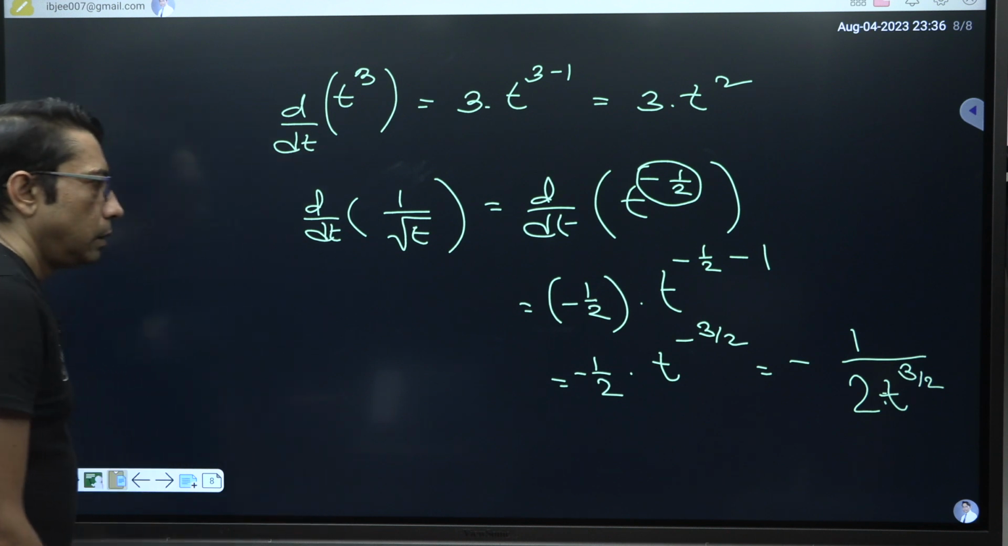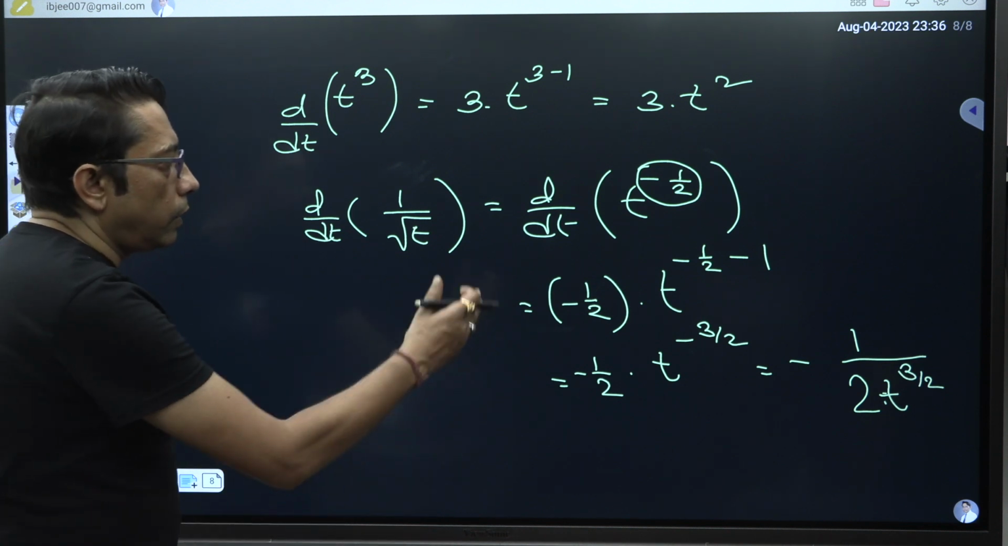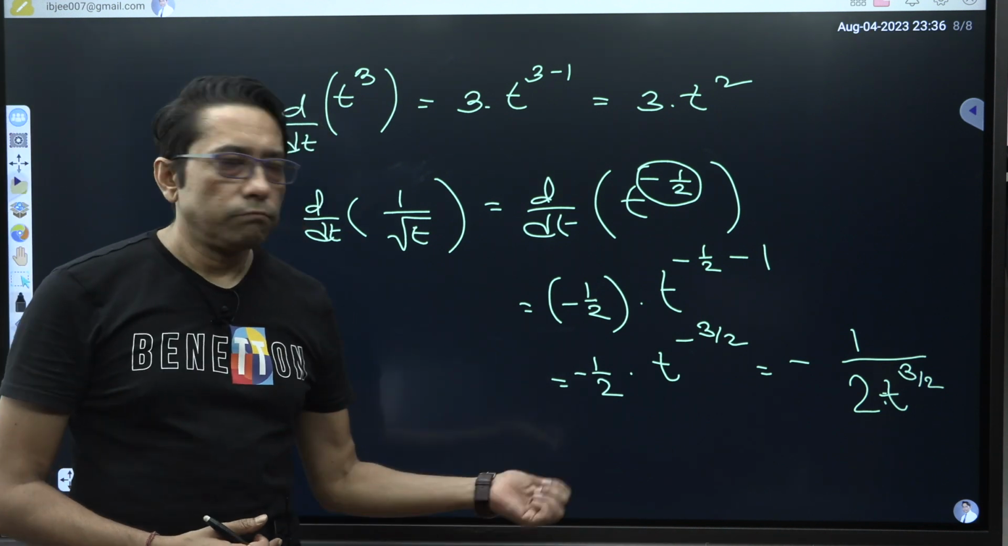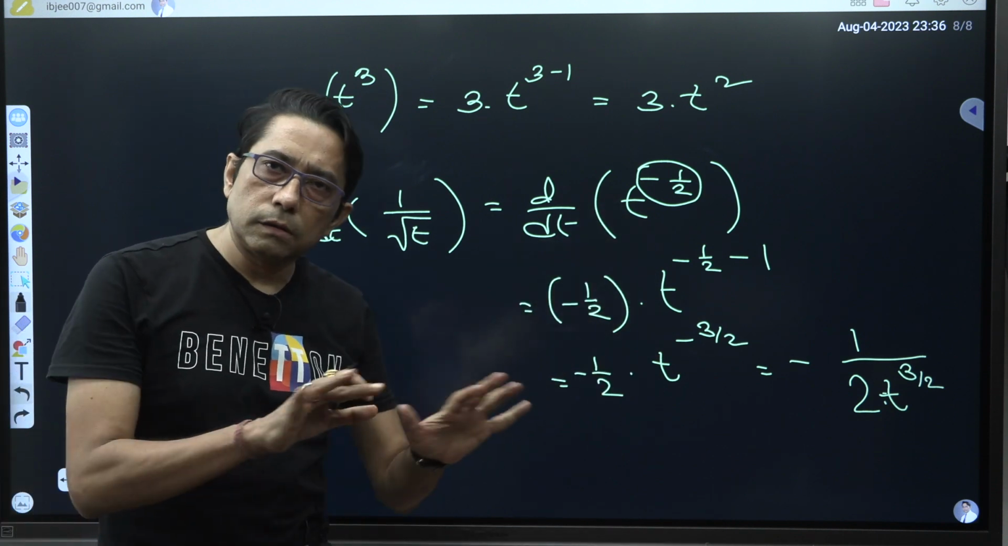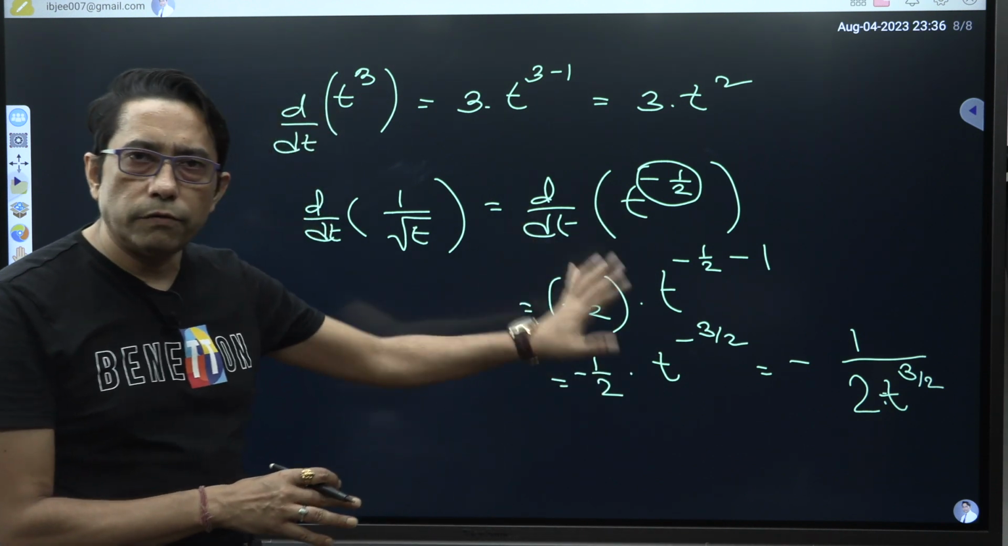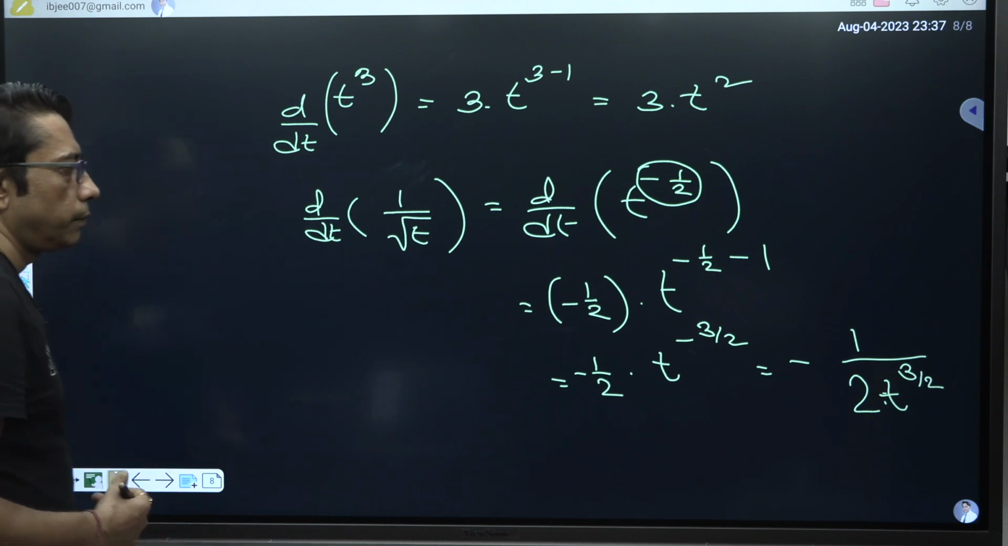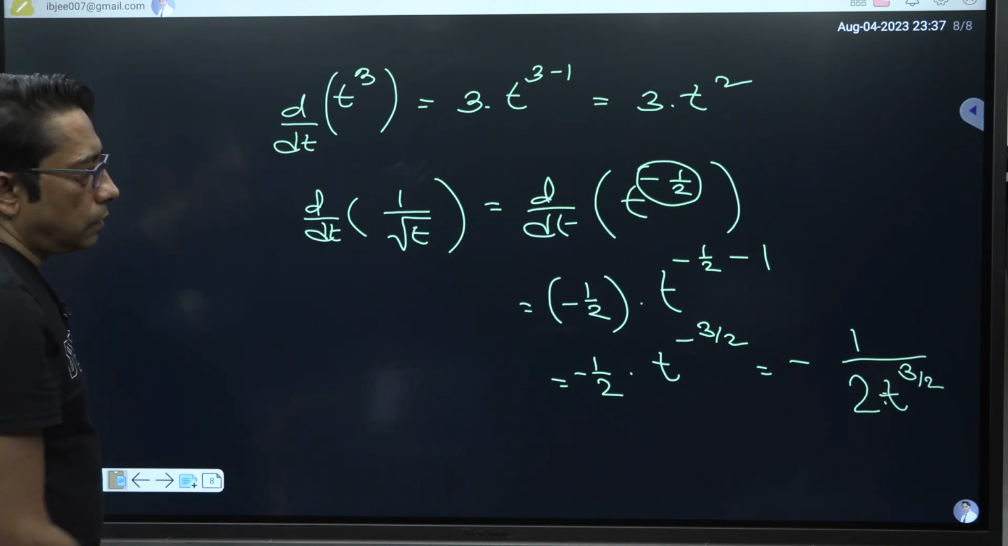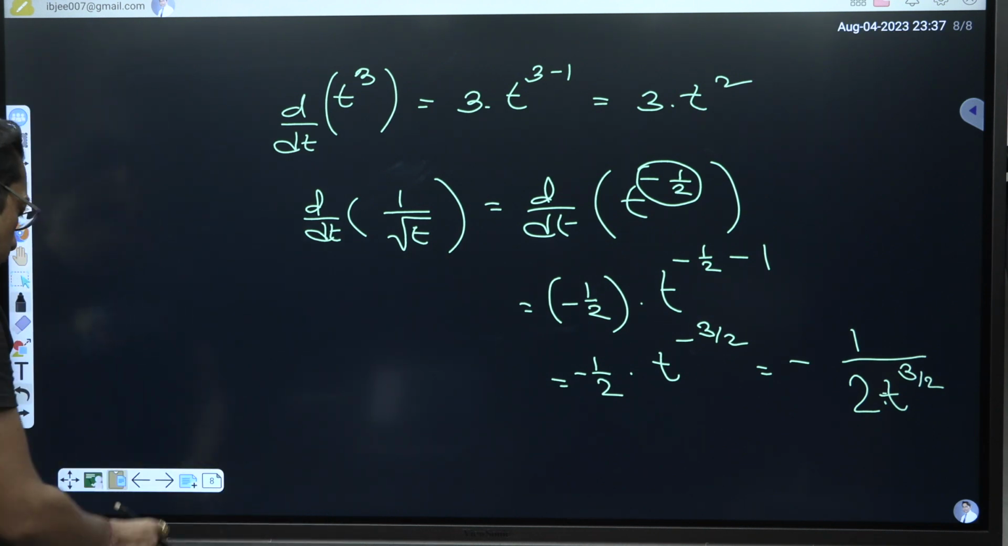I think you have this. These things you learnt in your class 9, 10 mathematics. These are covered in indices. So, this is the part: d by dt of 1 by root t.